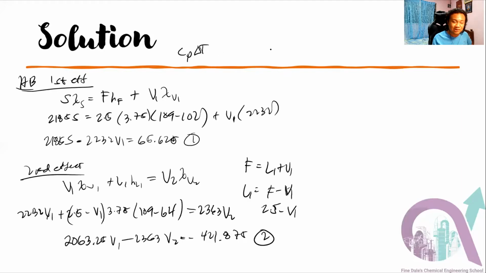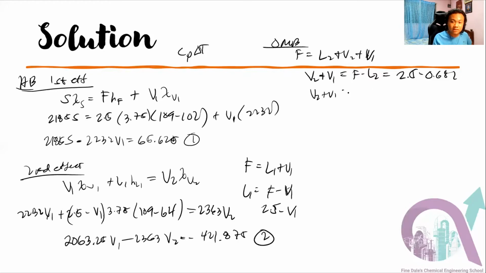Yeah, so you have your OMB. F is equal to L2 plus V2 plus V1. You can take advantage of that. L2 is equal to F minus V1 minus V2. So we know L2 and V1.682. So we have V2 plus V1 is equal to 1.818. So this is your equation 3.